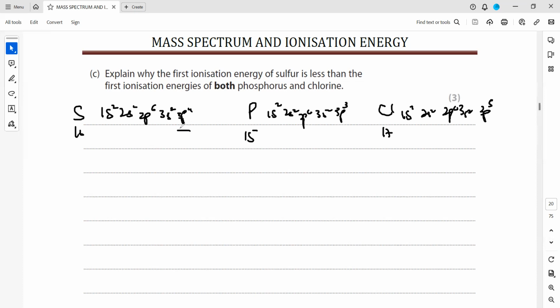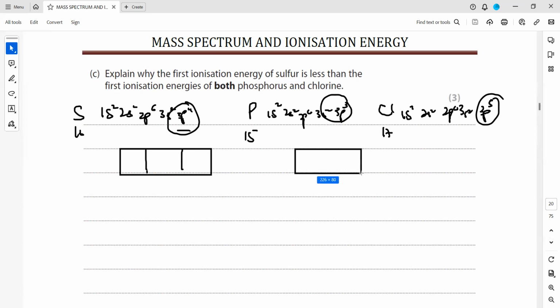First, in the comparison, they have the same shielding effect. All of them have the same shielding effect, because this is 3p, this is 3p, this is also 3p, but the number of electrons differs. In the 3p orbital of sulfur, it has 4 electrons. But in the 3p orbital of phosphorus, there are 3 electrons, because phosphorus is 15, its atomic number is less than sulfur. So when the electrons are arranged, there is a pair of electrons in sulfur, whereas in phosphorus they are all single. So this electron will be much easier to remove.